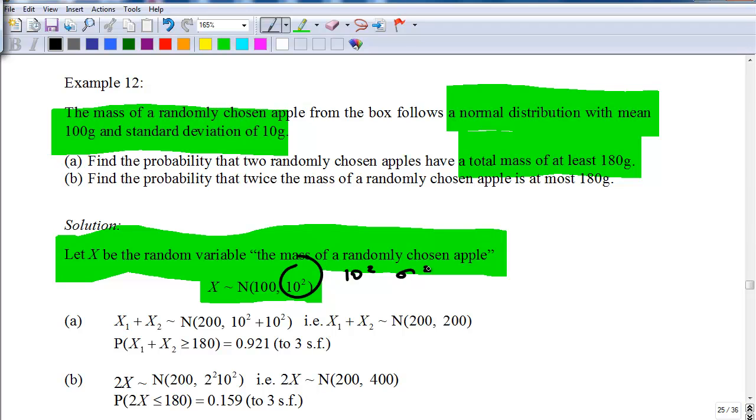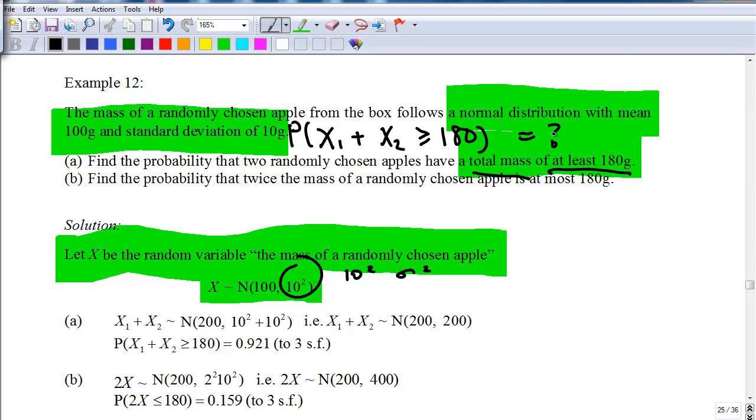Now then, I want to find the probability that two randomly chosen apples, I will denote it by the first one X1, the second one X2, have a total mass. So I'm going to combine the mass. I'm looking for the probability of this total mass being at least 180 grams. So at least means bigger than or equal to 180. Okay, so this is what I want to find.